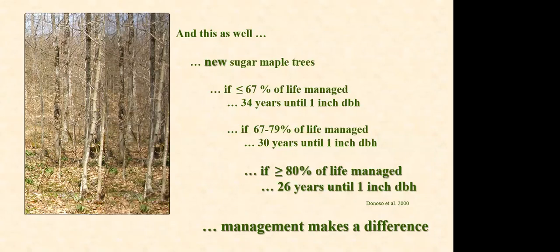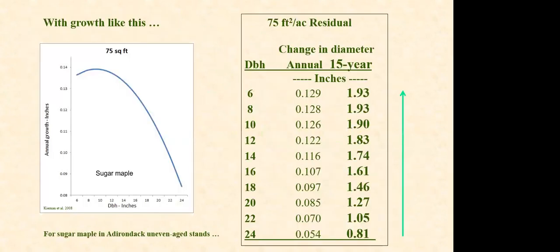So in a managed stand, we're going to take more than a cutting cycle to get trees from the time they regenerate into the time when they're at least 1 inch in diameter. But management makes a difference. Under management, where you cut across the size classes, you can speed up or shorten that time to get trees to that 1 inch class.